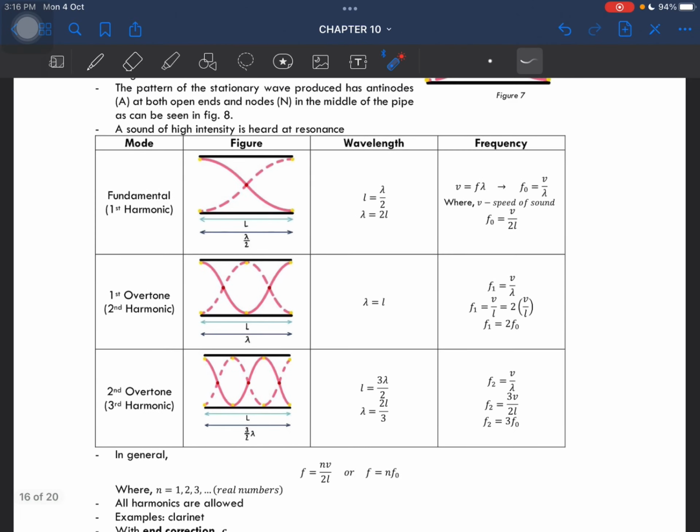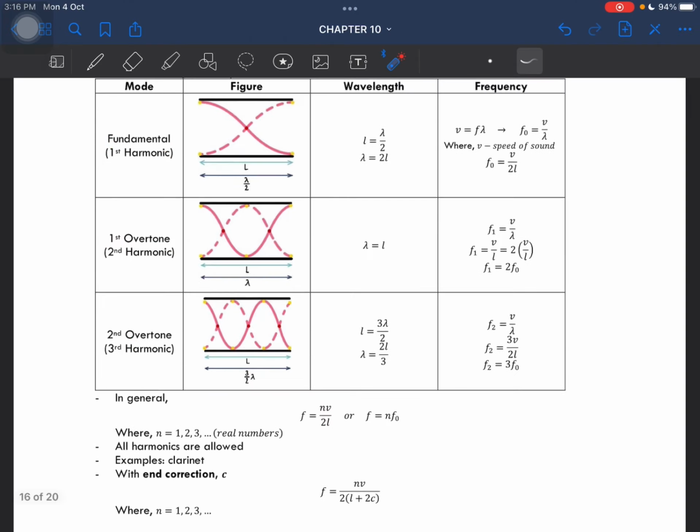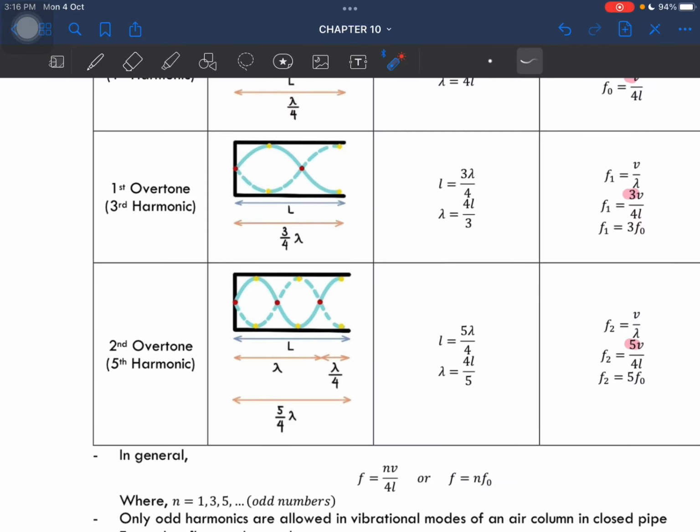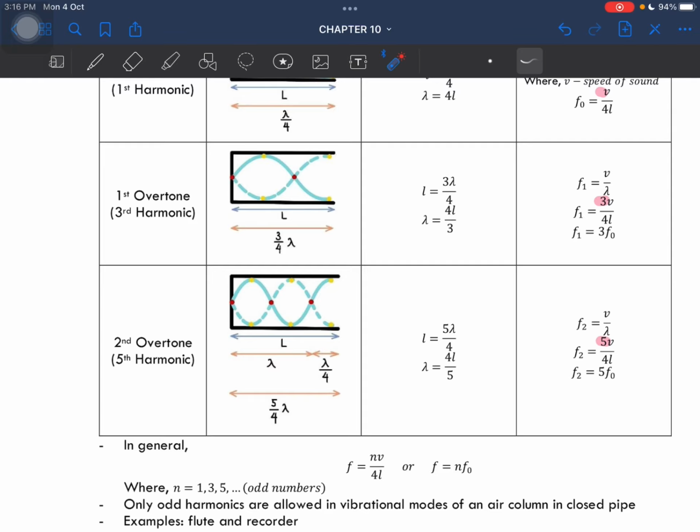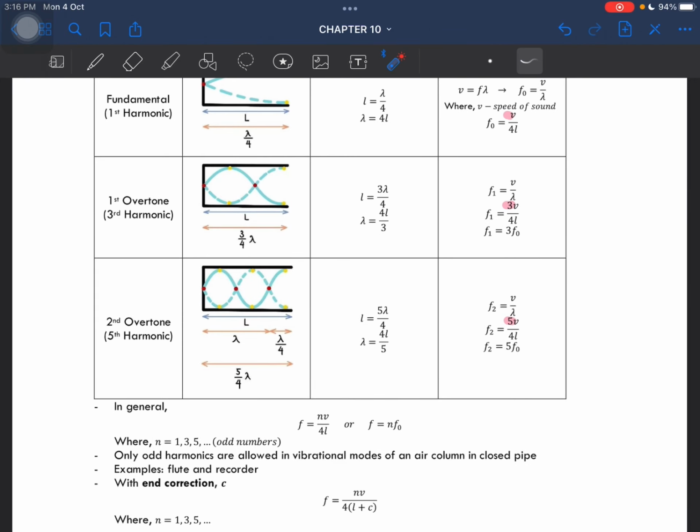So basically what it means is at the fundamental they are the first harmonic, and then they go to the second harmonic at the first overtone. The difference between this and the closed pipe is that not all harmonics are allowed in a closed pipe, it only allows odd numbers. At the first overtone they only allow the third harmonic, not the second harmonic.